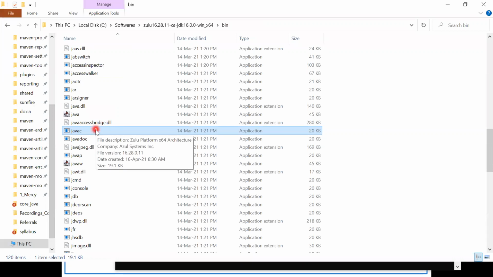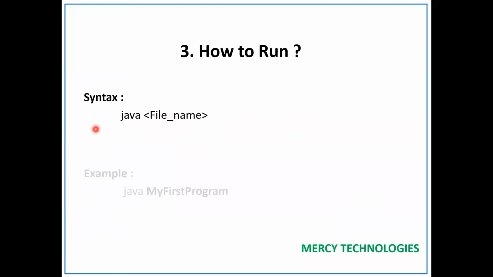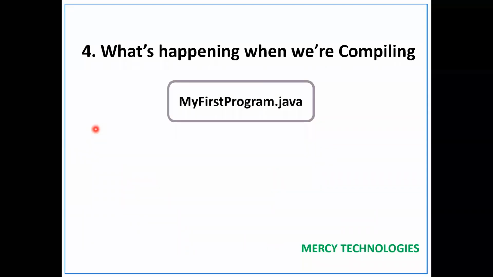What is javac? It is the compiler, a command used for compilation. So what does the compiler do? When we are compiling, it takes the source file, which is nothing but MyFirstProgram.java. The compiler goes and checks the .java file line by line, step by step, for any syntax error. If there is any error, it will throw a compile time error with a message.